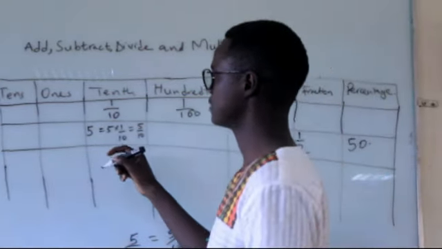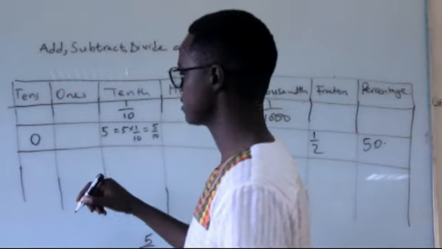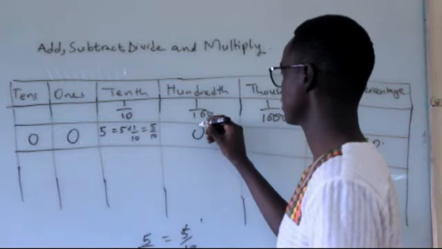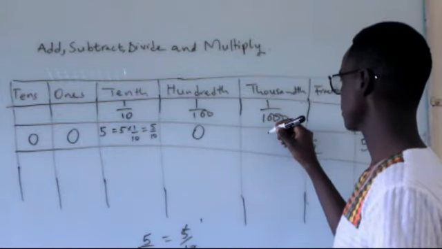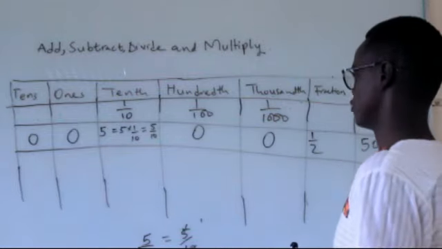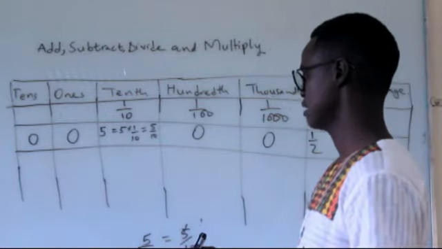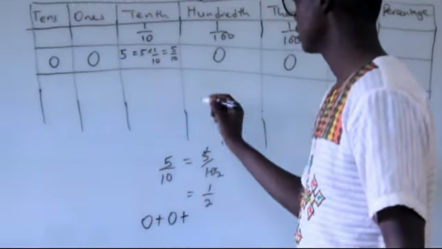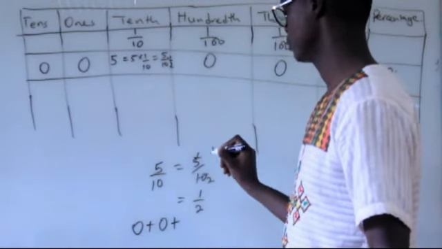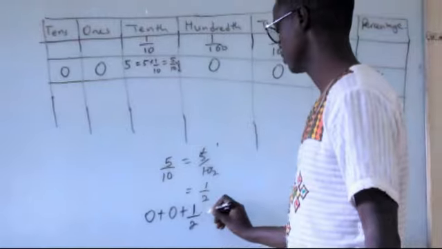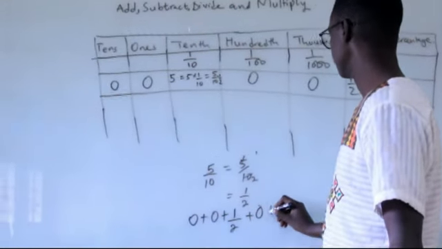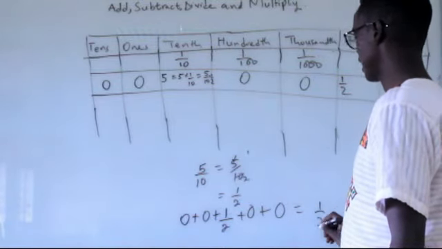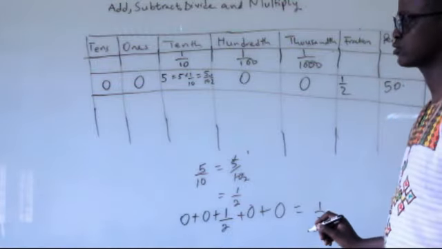So therefore, in this activity, we shall fill in these boxes. In the position of tens, we shall put 0. Position of ones, we shall put 0. In the position of 100, we shall put 0. In the position of 1,000, we shall put 0. Therefore, this means that we have 0 plus 0 plus, this is 1 over 2. So 1 over 2 plus 0 plus 0. What do we get? We get a half as our fraction, the final fraction.